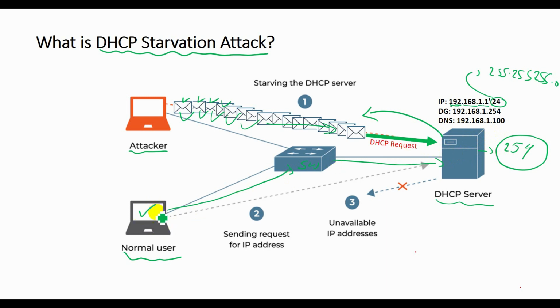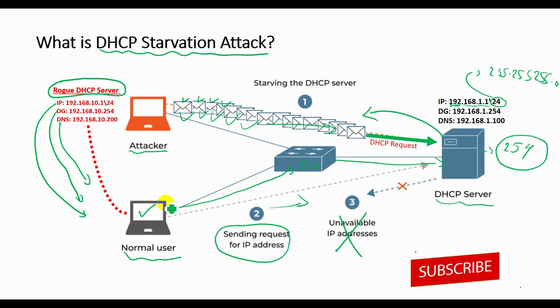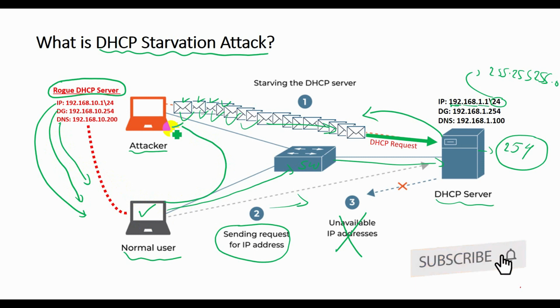On the other side, a legitimate user sends a request for an IP address to the DHCP server and will not be able to get an IP address via DHCP. This results in a DoS or denial of service attack. Furthermore, the attacker can set up a rogue DHCP server to assign IP addresses to legitimate users. This rogue server can also provide the gateway router and DNS server to users. Now, all the network traffic can be routed via the attacker's machine.